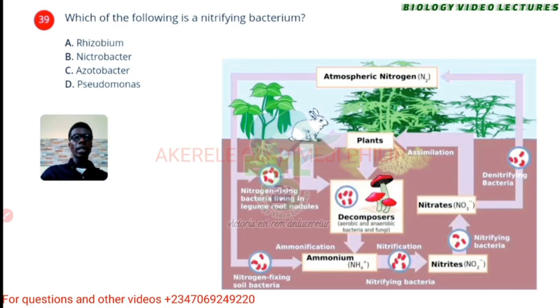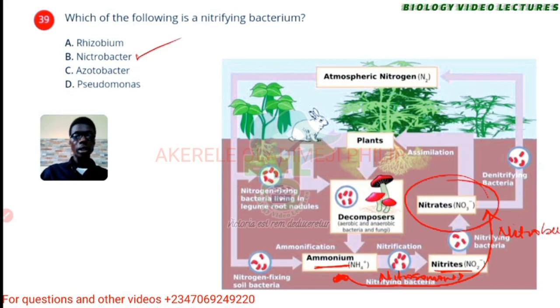All right. Which of the following is a nitrifying bacterium? Well, what nitrifying means is the conversion of ammonium to nitrite, sorry, nitrate. Let me take that again: from ammonium to nitrate. To convert ammonium to nitrite is done by Nitrosomonas, while converting nitrite to nitrate is done by Nitrobacter. So B is the correct answer.